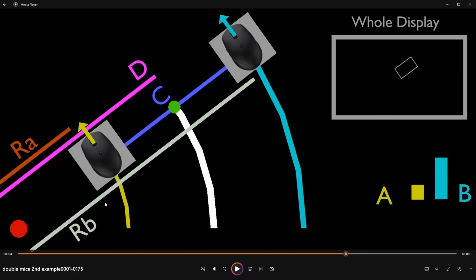You could also calculate it if you're wanting to use ya to calculate it. Then you could just do it as ra plus half of c. But I'm going to be using yb, so I'm just going to do rb minus half of c.